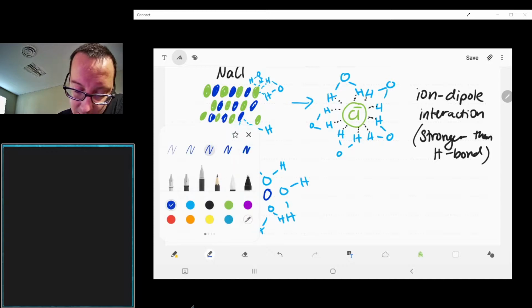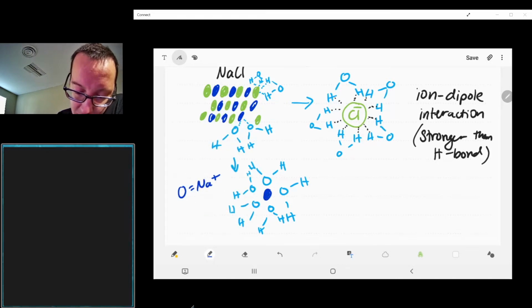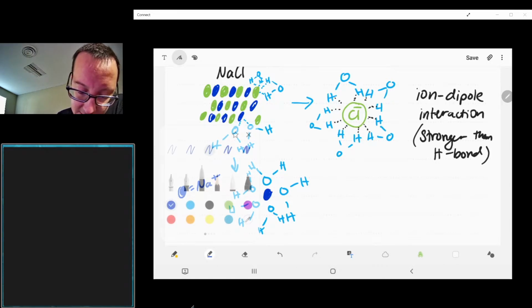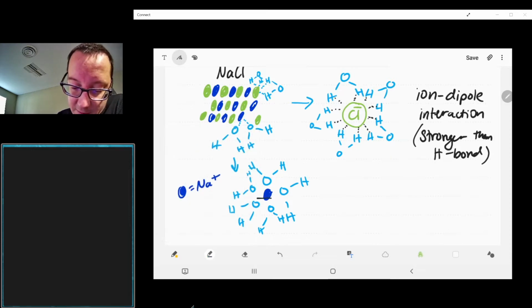Okay, that's our positive sodium, and we can see here all those negative oxygens are going to be attracted to that sodium. And so again, this is going to be an ion-dipole interaction. We have an ion, sodium. We have the dipole in water. Those are attracted to each other, and that's what happens when the salt dissolves.